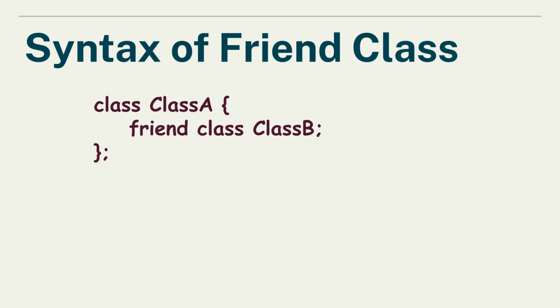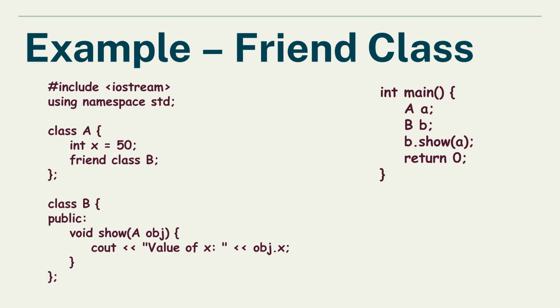The syntax for a friend class is straightforward. Inside the class definition, use "friend class", followed by the name of the class being granted access. In this example, class B is a friend of class A, allowing the show method in class B to directly access the private member x of an A object.